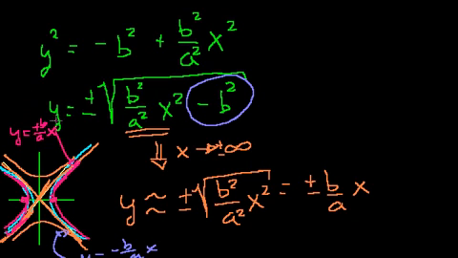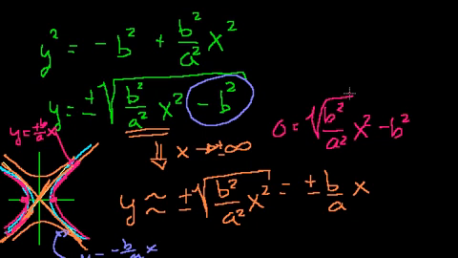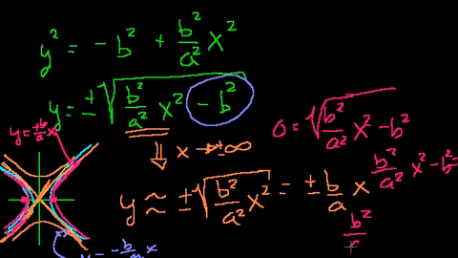But y could be equal to 0, right? You could set y equals 0, and then you could solve for it. So in this case, and actually let's do that. If y is equal to 0, you get 0 is equal to the square root of b squared over a squared x squared minus b squared. You could square both sides. You get b squared over a squared x squared minus b squared is equal to 0. I know this is messy. So then you get b squared over a squared x squared is equal to b squared.